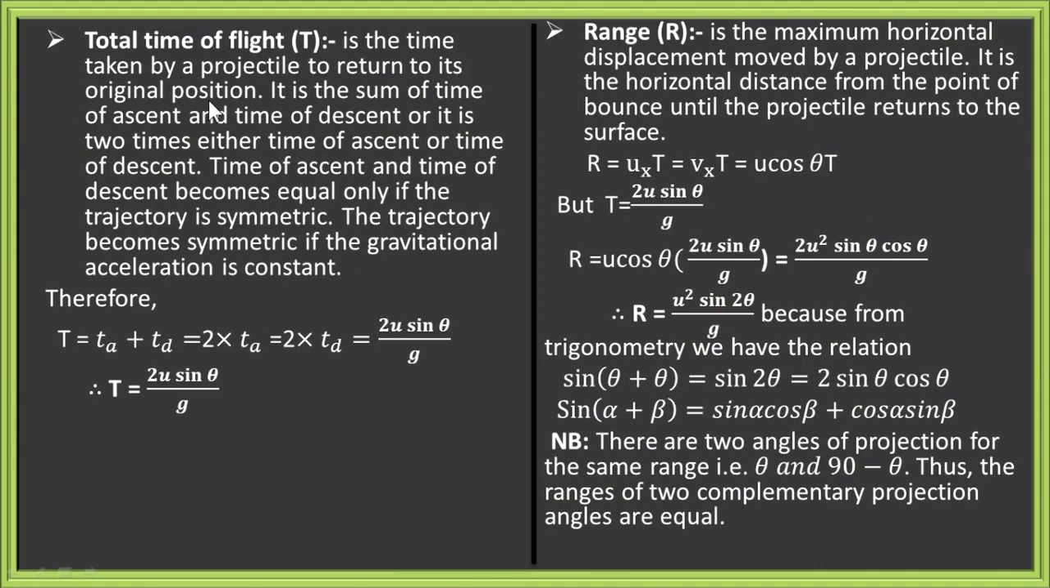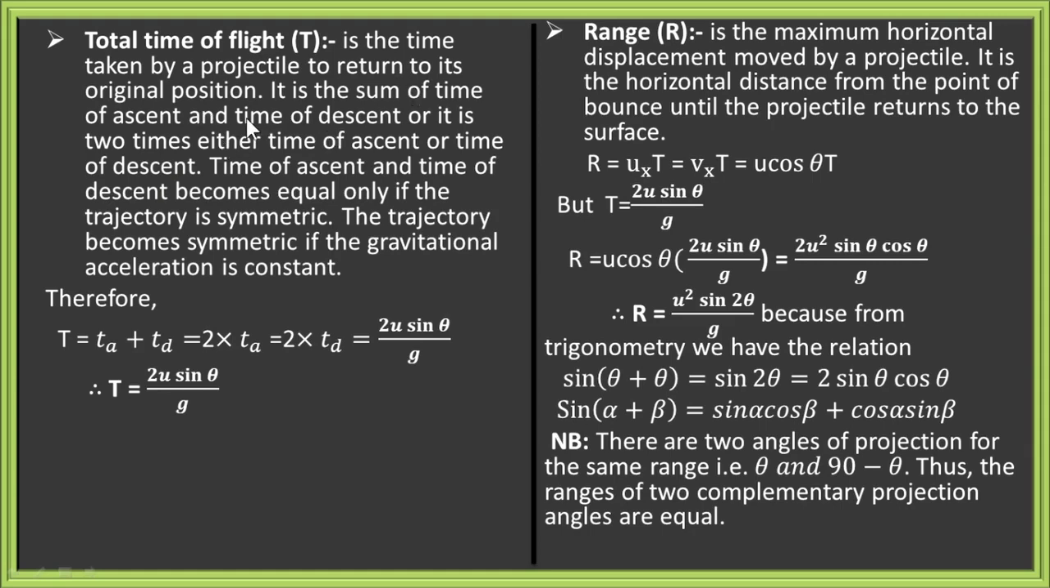Total time of flight is the time taken by a projectile to return to its original position. It is the sum of time of ascent and time of descent, or two times either time of ascent or time of descent. The time taken by a projectile to reach the maximum height from the release point is known as time of ascent, and the time taken by a projectile to descend from the maximum height and reach the ground is known as time of descent.